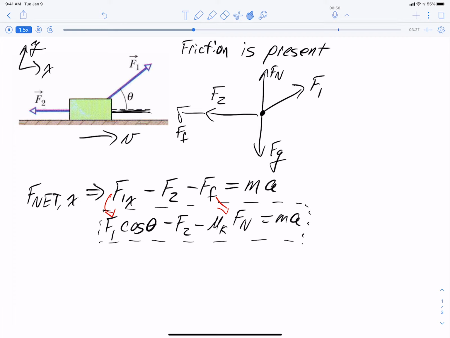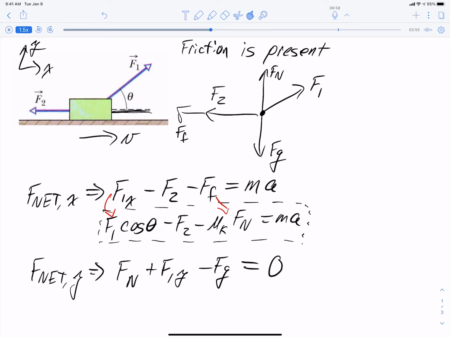Okay, and then F net in the y direction: we've got the normal force pointing up. We've also got a positive y component of F1, and then the force of gravity points down. That is equal to the mass of the object times the acceleration in the y direction, but the object is not moving in the y direction, so that is 0. Right?